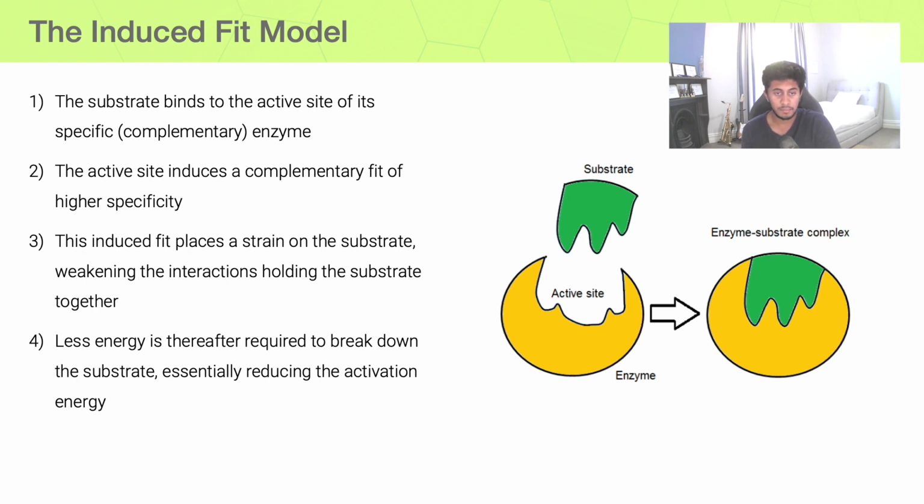The induced fit places a strain on the substrate, weakening the interactions that hold it together. The substrate is held together by a bunch of different chemical bonds, but these are all weakened by the pressure and the stress that's exerted by the induced fit. Because these bonds are now a lot weaker, less energy is required to break it down. I'm talking about the substrate here, right? So this essentially reduces the activation energy of breaking down the substrate, which allows the reaction to occur at a much faster rate.